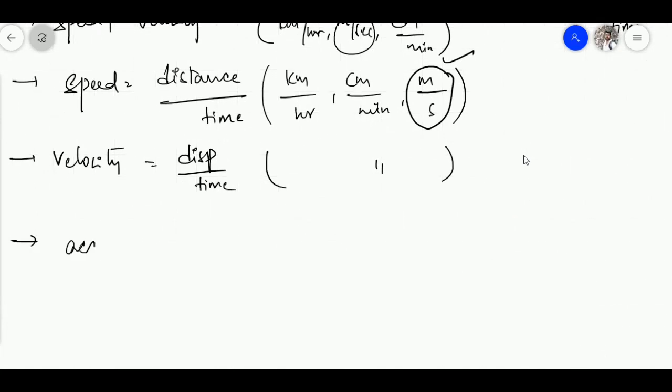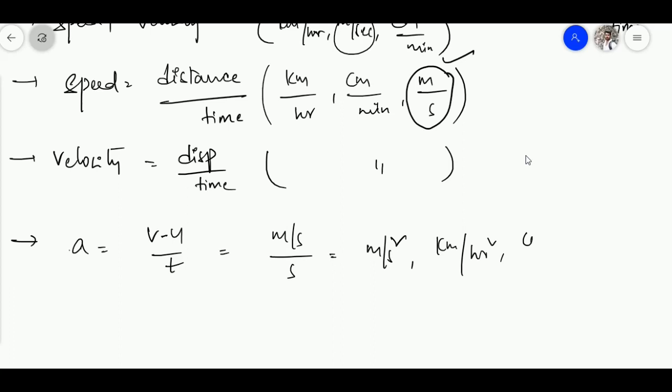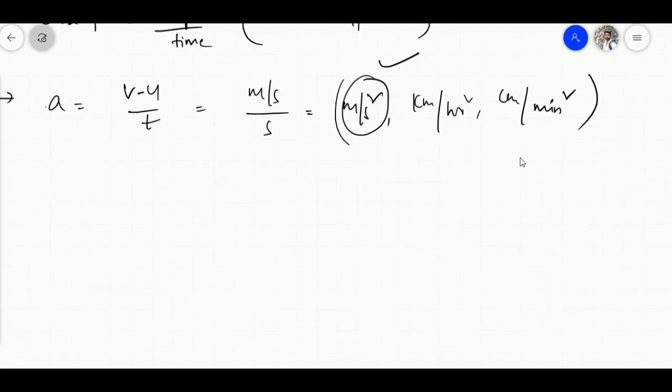Coming to the acceleration, simply I can take a equals v minus u by t: final velocity v minus initial velocity u, divided by the time it has taken. The units will be change in velocity, that means meter per second, and the time in seconds, so that will be meter per second square, or kilometer per hour square, centimeter per minute square, whatever. But here the standard again is meter per second square. Any other which I left?